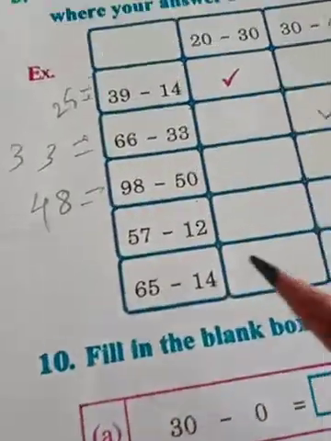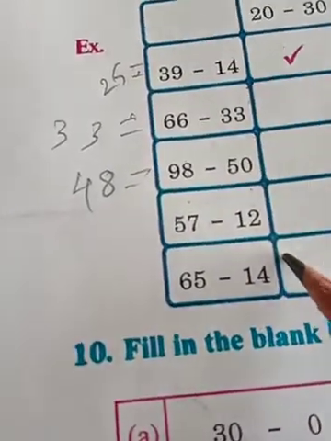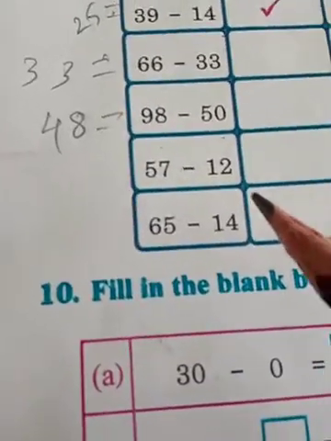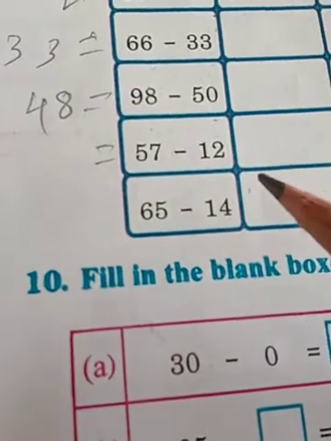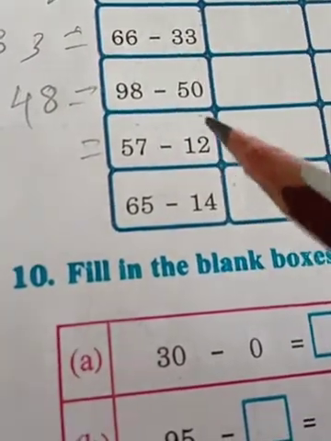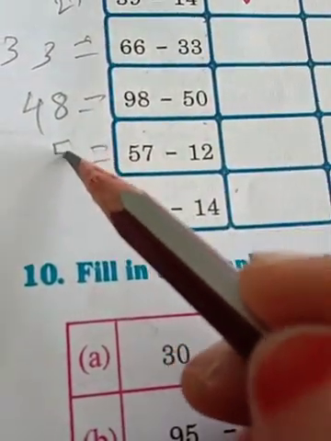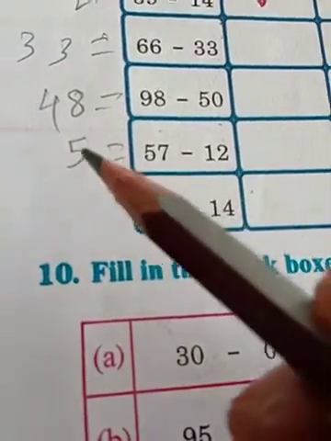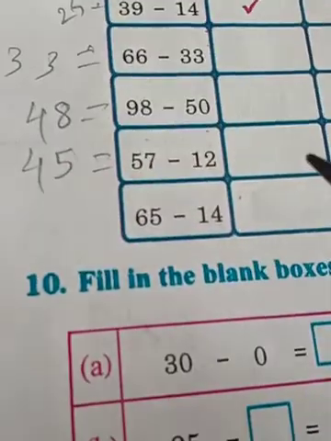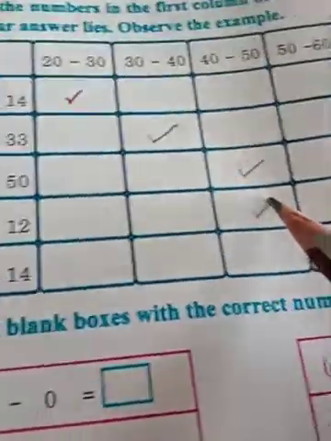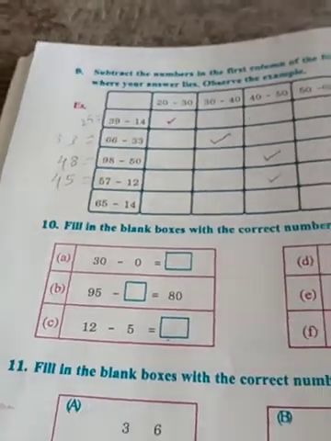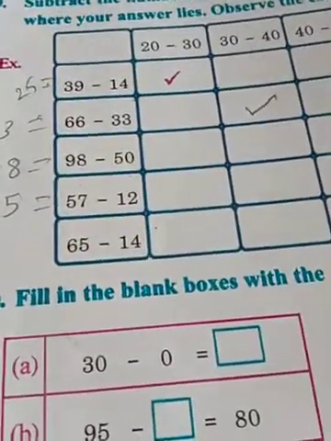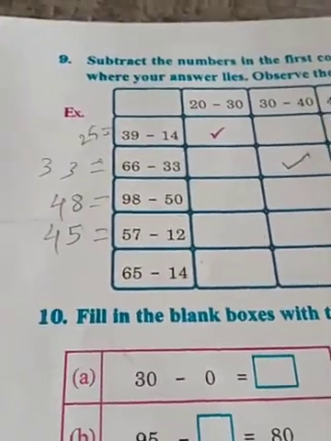Okay. Now 57 minus 12. 7 minus 2, 5. 5 minus 1, 4. 45. We are having 45, in between 40 and 50. 45. Next one. 65 minus 14.